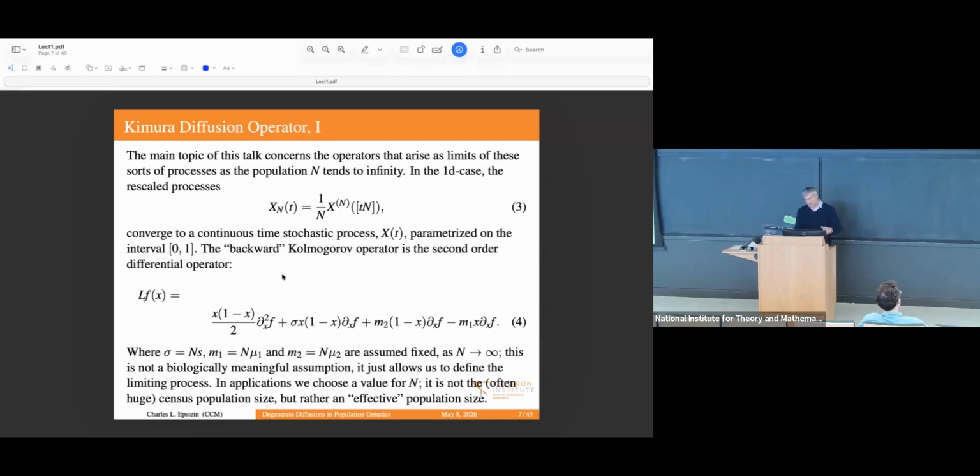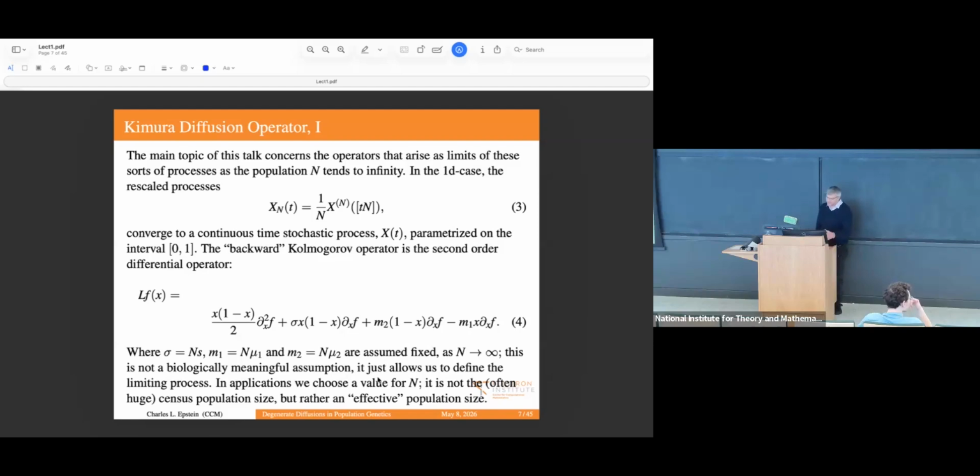And these things are typically described by differential operators, so Fokker-Planck equation. So in this case, the so-called backward Kolmogorov operator is the second order differential operator given by this expression here, x times 1 minus x over 2 dx squared, plus a vector field which vanishes at the endpoints, plus a vector field which is inward pointing at the endpoints. The vector field that vanishes at the endpoint, you can see that the coefficient is n times s, where s was the selective difference between the two types. And the coefficients of the non-vanishing part are determined by the mutation rates.